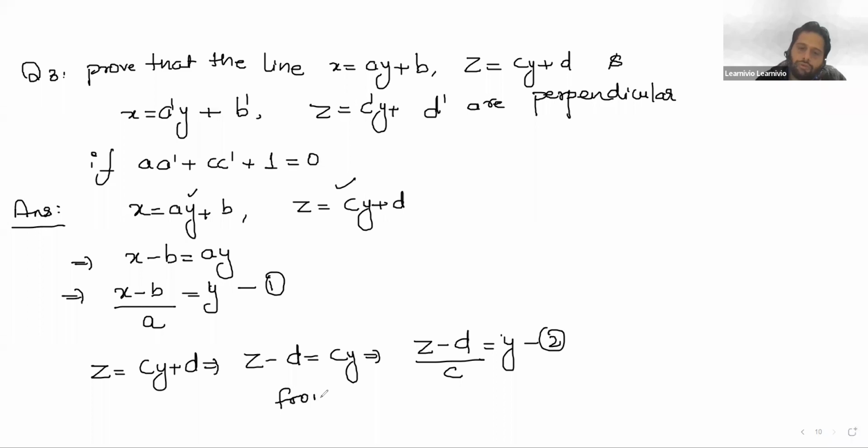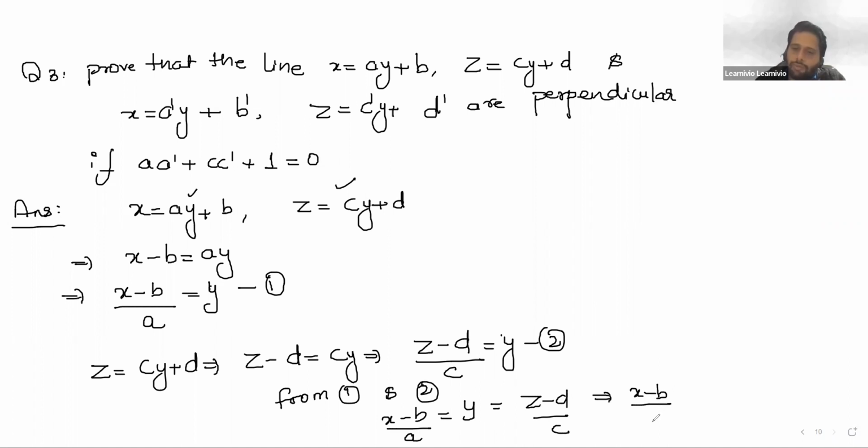So from 1 and 2, x minus b by a is equal to y, and it is also equal to z minus d by c. Now we can write this as x minus b by a is equal to y minus 0 by 1, where the denominator we write 1, is equal to z minus d by c. Even if you wish, there's no need to write this 0. You can write directly like this. So this is the standard form.